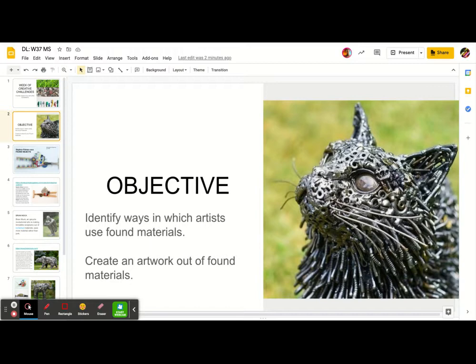So this is an artist that we're going to look at, and if you look and identify some of the things that he is using, right off the bat, I see a cat. Second thing I see is all this metal, right? When I look at an artwork, I identify all the things that I see first before I even internalize any of that information.